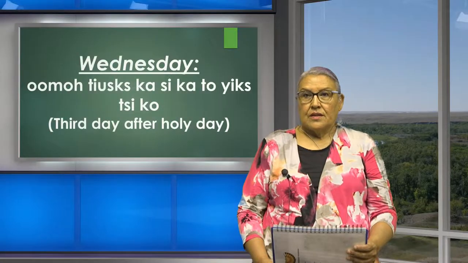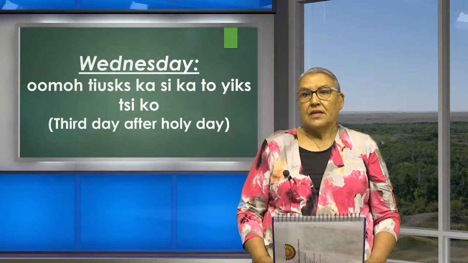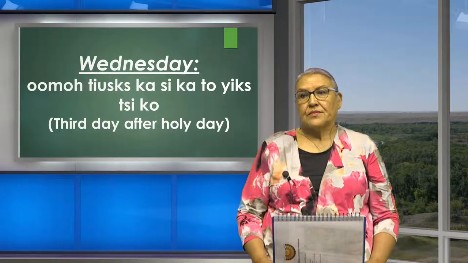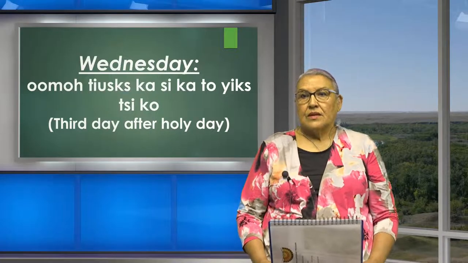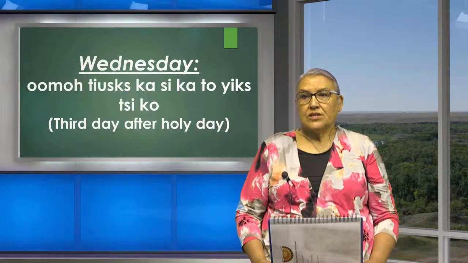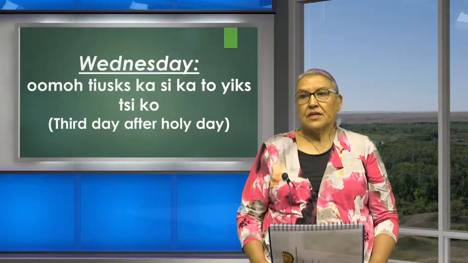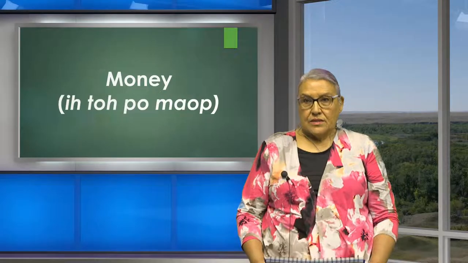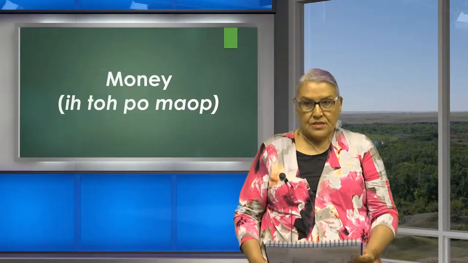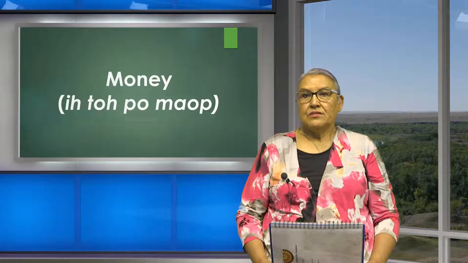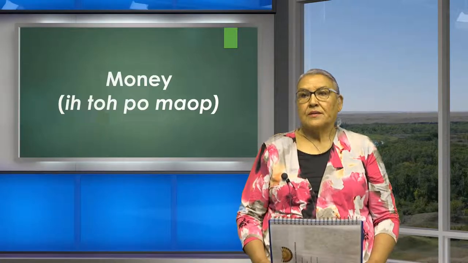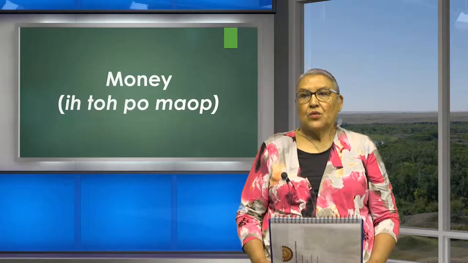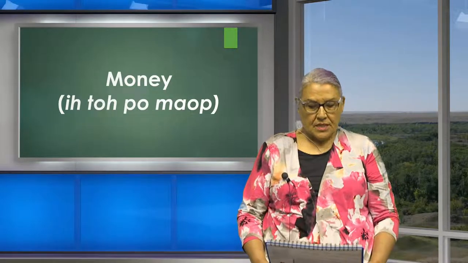Next one. And today's Wednesday. Umhtsukska sikaduiksiku. That's the third day after Holy Day. Next one. So the first one is on money, and you would say ich doch bummob. That's money. Next one.